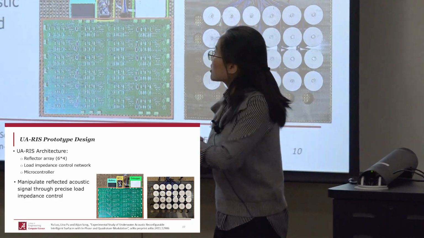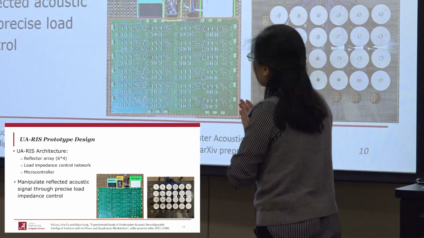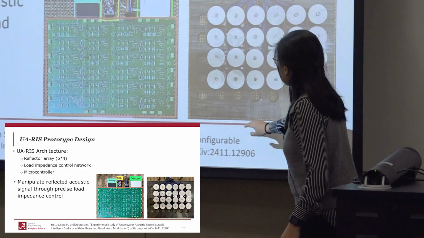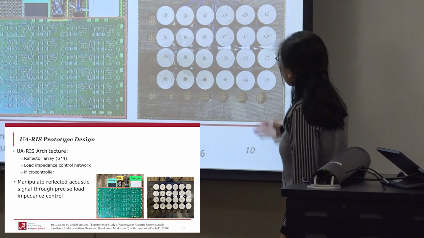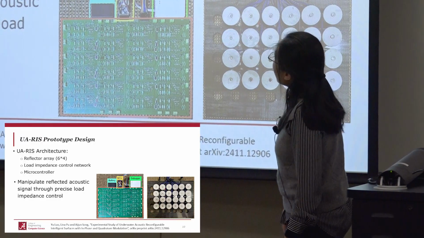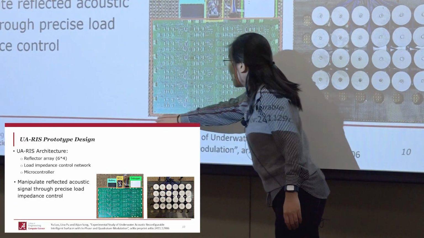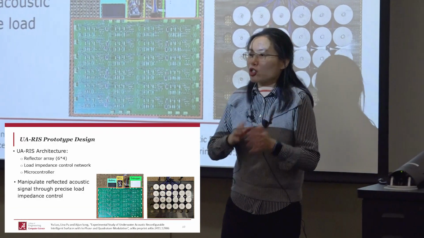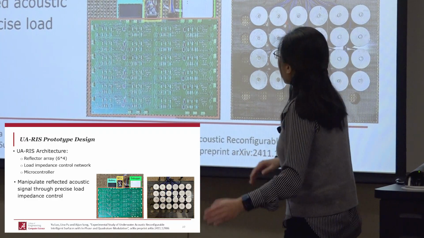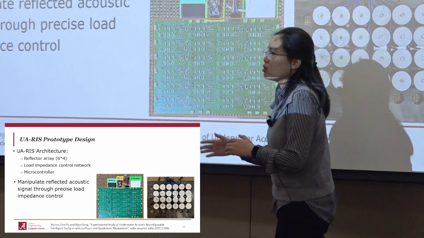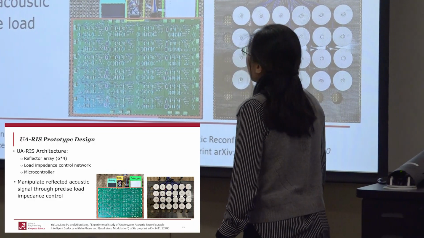Here is our prototype of the RIS. In this figure you can see it includes a reflector array, which is the reflector array that we made. Second, the most important part is the load impedance control network, which is the PCB board that controls the impedance so that we can manipulate the direction of the reflected signal. We also have a low power MCU to do the controlling and operation, so it's a low power device.